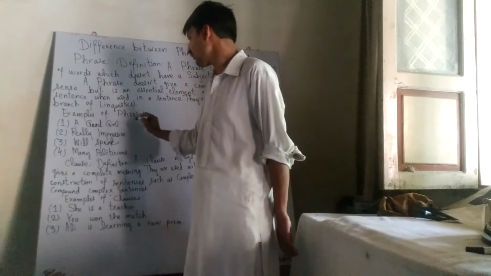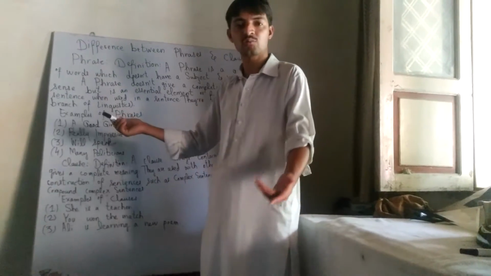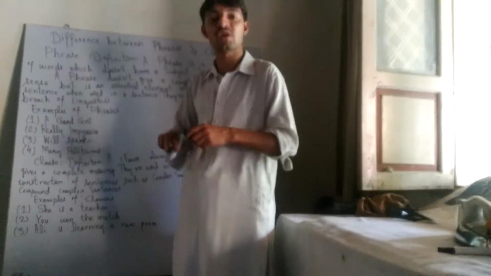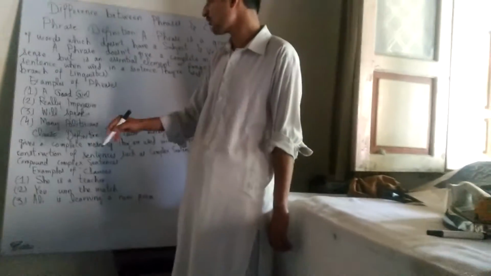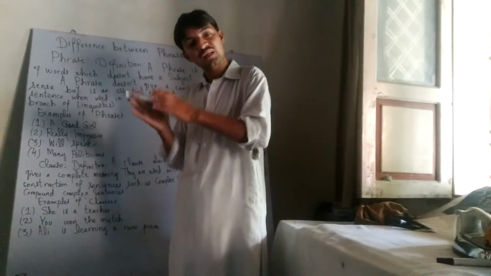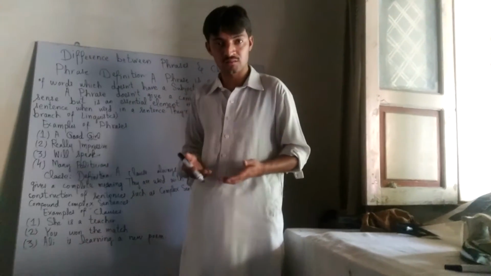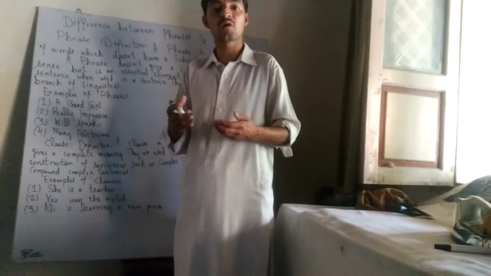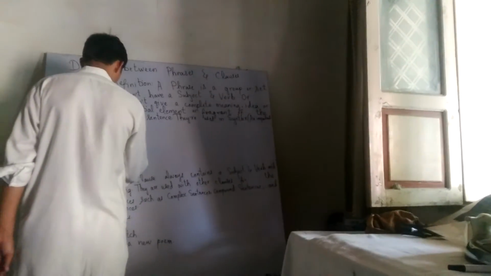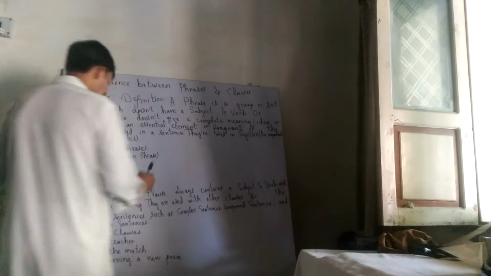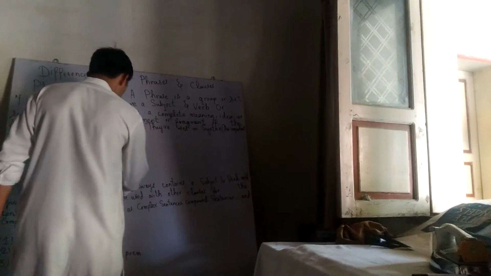Then we have examples of phrases. A good girl. A good girl is actually a noun phrase because it contains a noun as a head. Here it is a noun. That's why it is called a noun phrase, because it contains a noun as a head. Right? So it can also be called a noun phrase, or it can be abbreviated as NP.